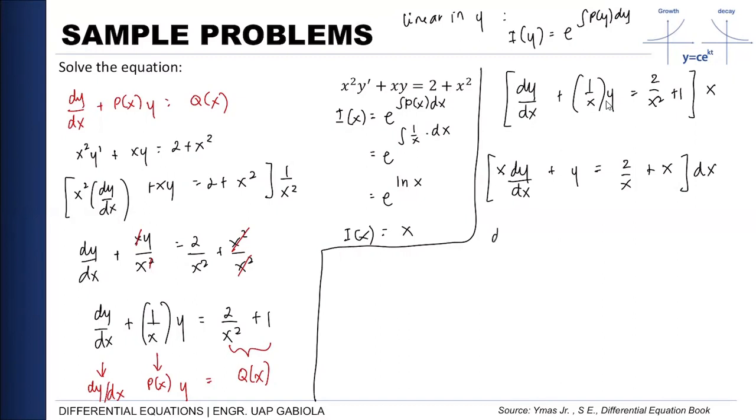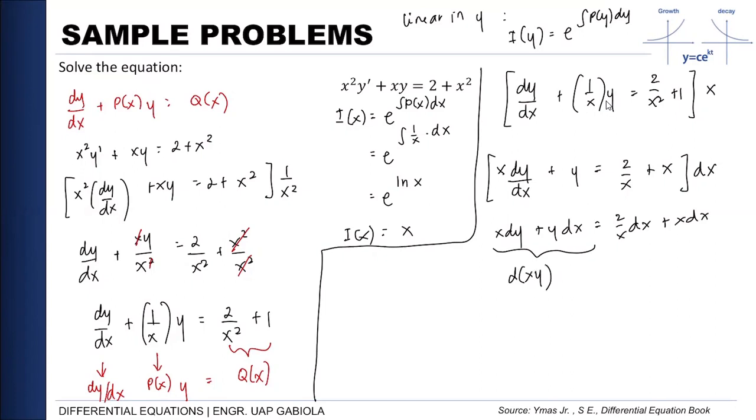We have x dy plus y dx equals 2 over x dx plus x dx. Okay? And what is this? This x dy plus y dx. What can you say about this? This is direct derivative ng anong function? That is derivative ng product. Okay? So, we can actually represent that as derivative of xy.